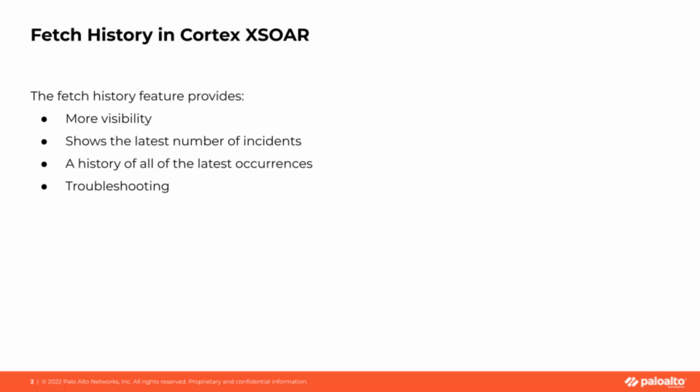Now, in addition to showing the latest number of incidents pulled for an integration, you can view a history of all the latest fetch occurrences. If an integration or feed is not pulling incidents successfully, looking at the fetch history can help you troubleshoot issues and find the root causes as fast as possible. Let's take a look at a few examples.